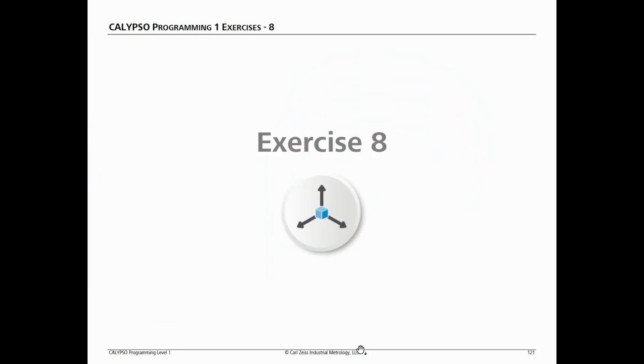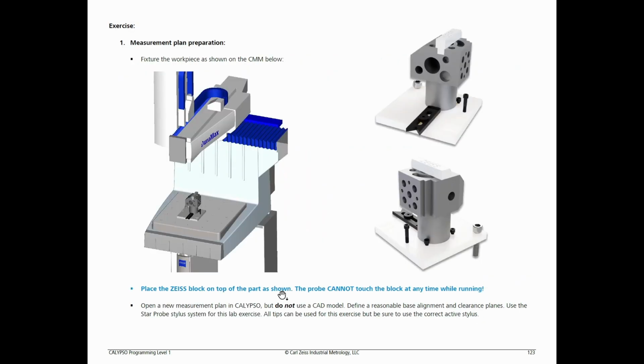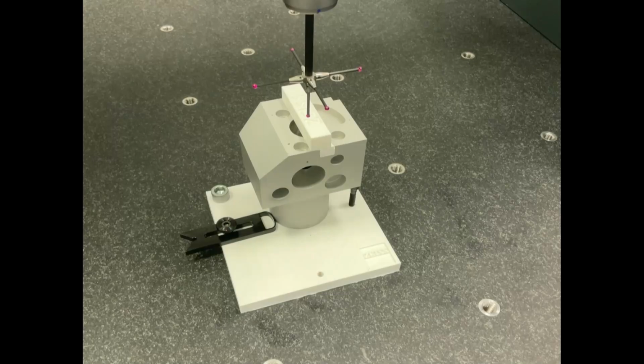Exercise 8 begins on page 121 of the training manual. This exercise will utilize a few navigational concepts in CALYPSO. The first step is to fixture the workpiece as shown with the navigation block on top. Shown here is the CAD cube with the navigation part on top. We'll be using the star probe and no CAD model for this exercise.